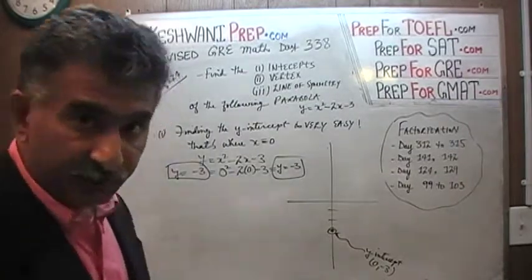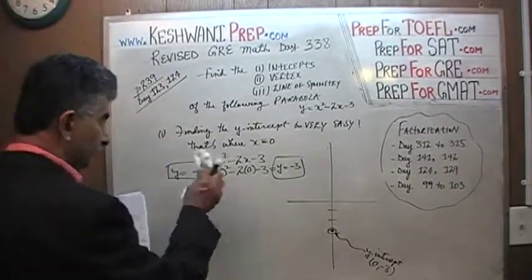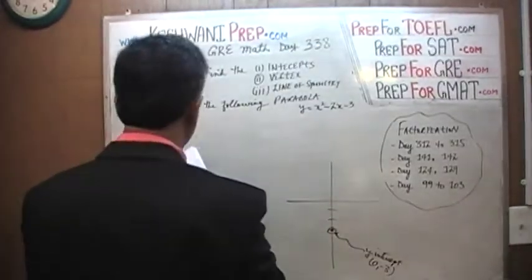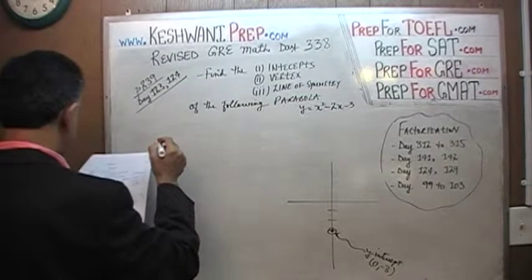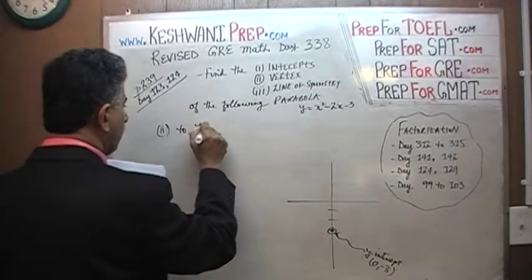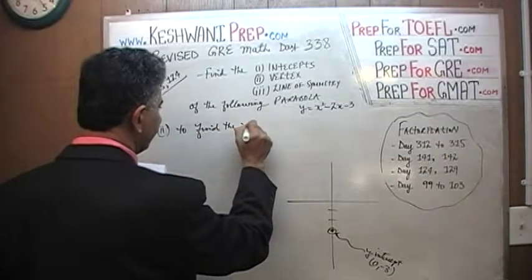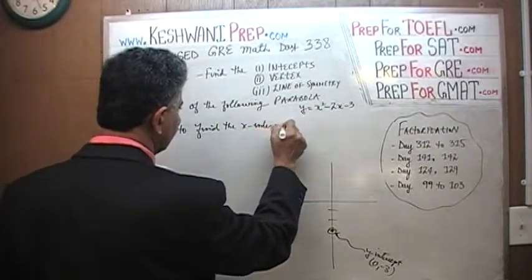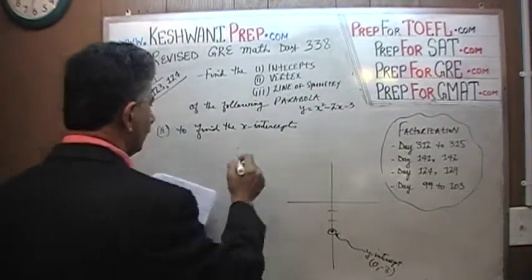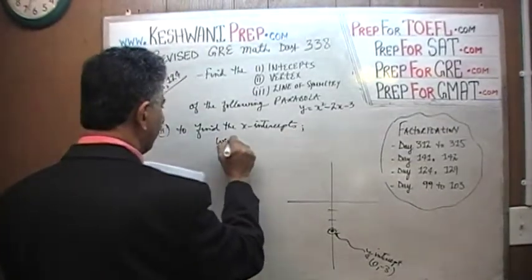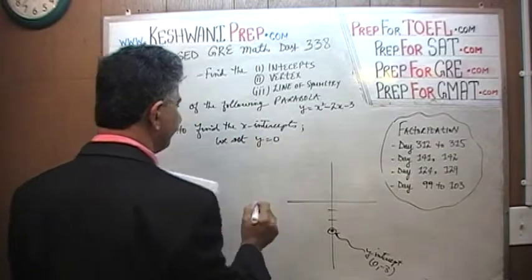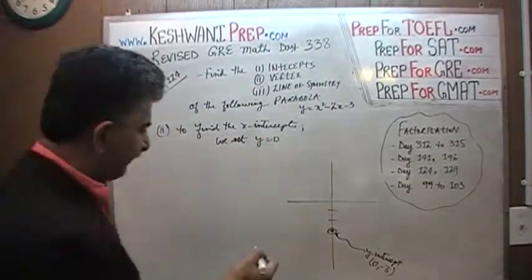Finding the x-intercept is going to be a little bit more involved. I need the room, obviously. To find the x-intercept, there are going to be two of them. We set y equal to 0. Because x-intercept is where it cuts the x-axis.